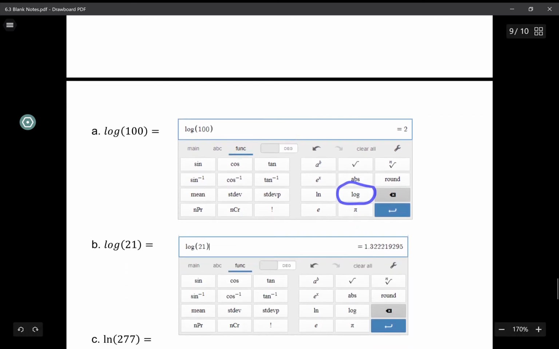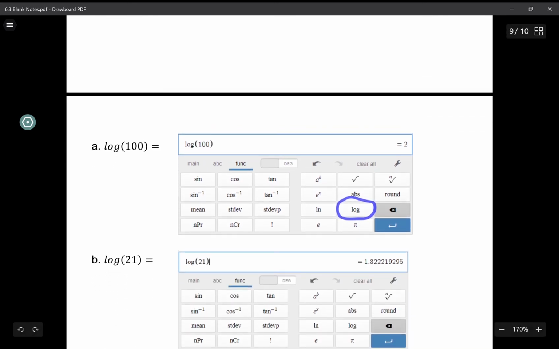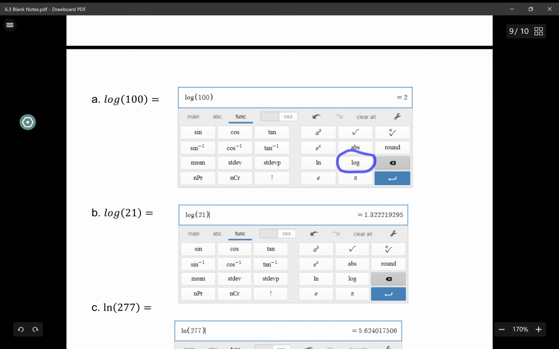But one maybe we can't figure out is 10 to the what gives me 21. Well, it turns out 10 to the 1.322219295 gives me 21. So what this means is that if you took 10 to the 1.322219295 power, you'd be pretty close to 21. There's some rounding there, but you'd be pretty close to 21.